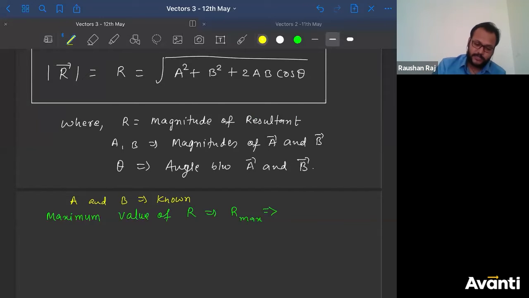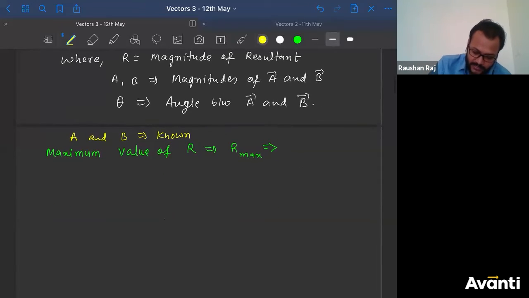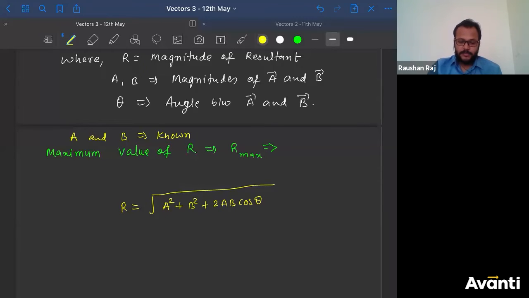So now, what happens? Look, what is R? If I again write the value of R, R is nothing but square root of A square plus B square plus 2AB cos theta. So can I say that this A and B is not changing? I don't have to change A and B. So to get the maximum value of R, what should be maximum, what should be minimum? I would say, sir, A and B is not changing. That means if you change the value of theta, this R will change.